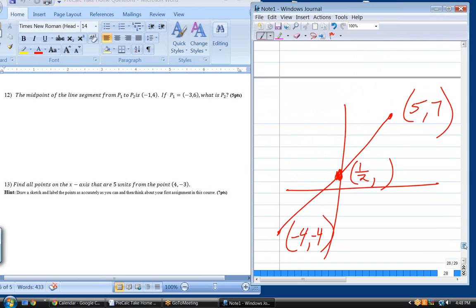What's the y coordinate? So plus 1/2 would be the x coordinate. So would we be doing the same thing? Exactly. We'd be doing 7 plus -4 divided by 2, which would give us 1.5. I prefer to write it as an improper fraction.